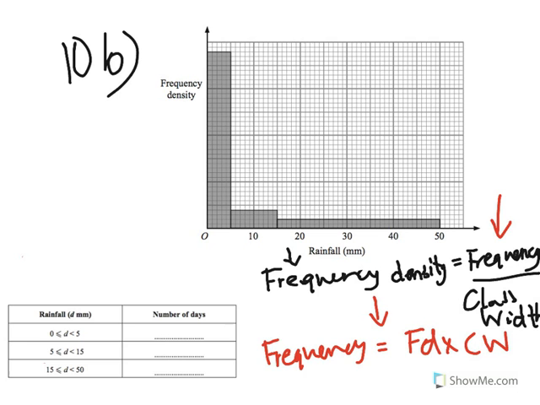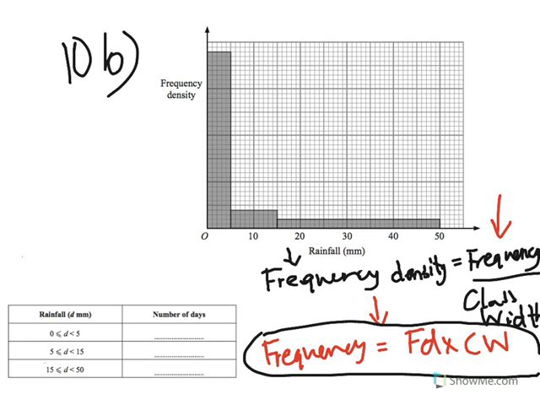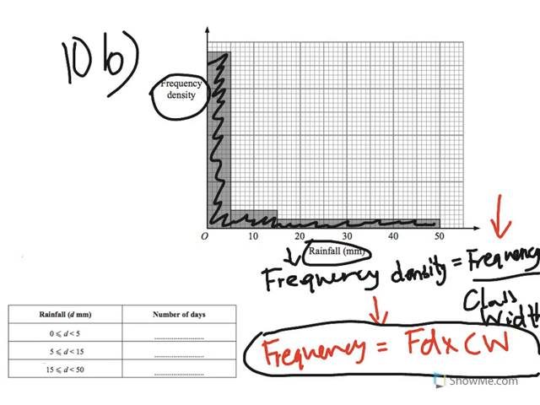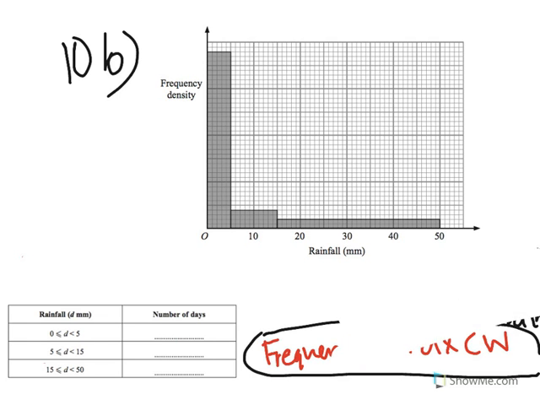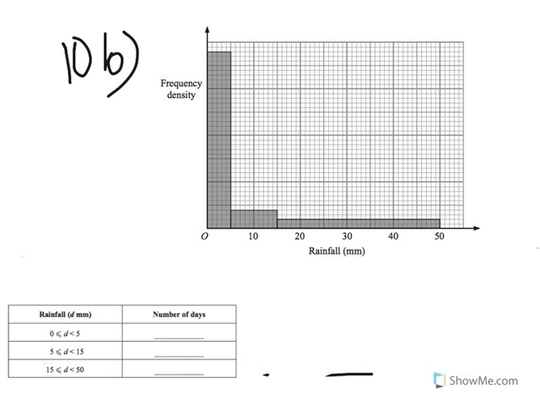Okay, so now if you rearrange this equation, you get frequency is equal to frequency density times class width. And if you think about it, if you multiply the y and the x-axis, what you're getting is the area. So this total area is nothing but the total frequency. And according to the question, the total frequency is 30. So that means the total area should correspond to the total frequency. So in this case, you got to count the number of boxes. If you count all of them, they add up to about 300 boxes.